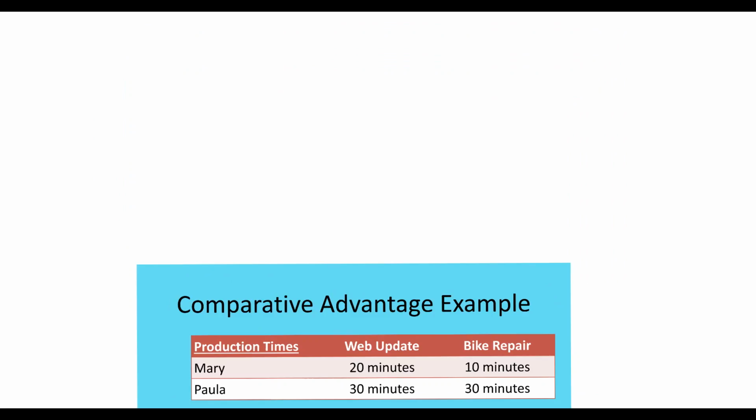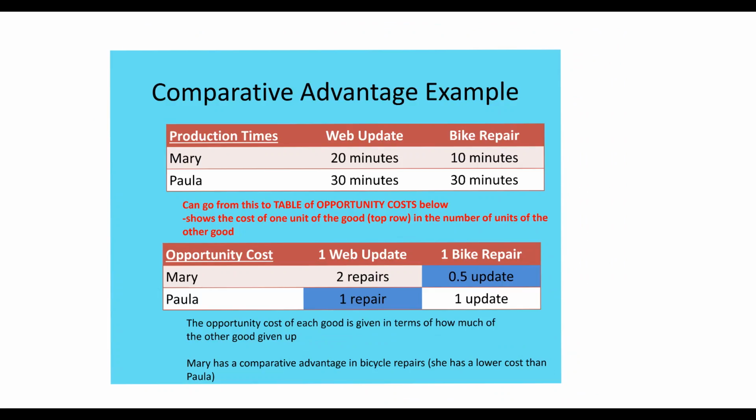So here we have a table of how long it takes each person to do each task or produce each service. Now this assumes one is better at web updates and one is better at bicycle repair. So these numbers are rather arbitrary and they are just used to illustrate that point. Now we're going to move from that to the next table, which is in your book. And that is the table of opportunity costs.